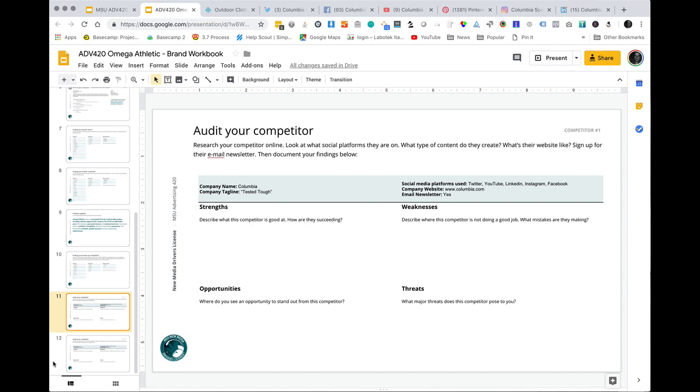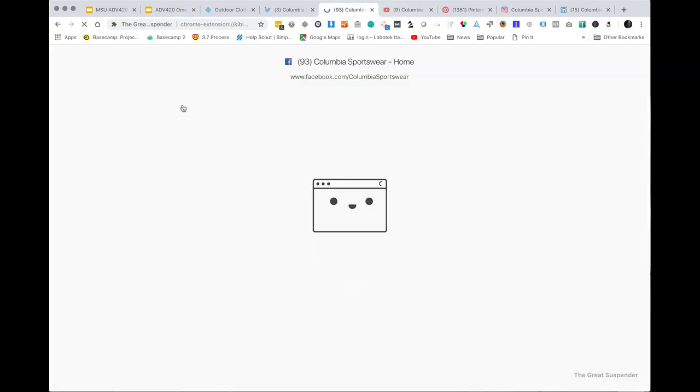So going to their website, you'll audit your last two, going through all their social media campaigns, figuring out what their tagline is. In this case, Columbia's tagline is Tested Tough. Seeing if they have an email newsletter. And really what you're looking for is what they are doing really well where you're going to have trouble competing. For example, if we look at Columbia's Facebook account, I think it's something like 1 million as this loads.